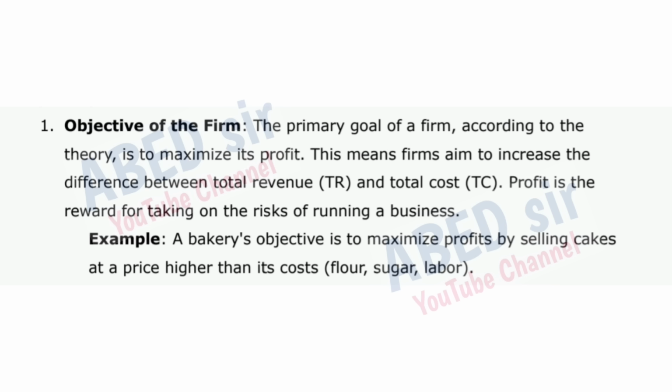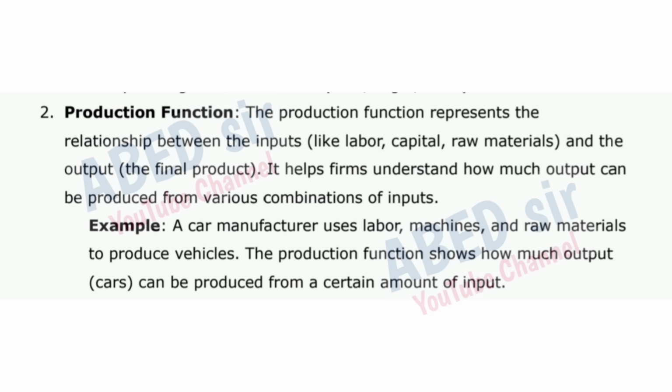This means firms aim to increase the difference between total revenue, TR, and total cost, TC. Profit is the reward for taking on the risks of running a business. Example, a bakery's objective is to maximize profits by selling cakes at a price higher than its costs: flour, sugar, labor.